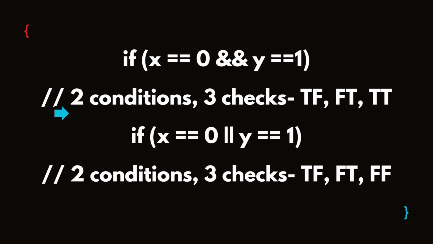If you're looking at an or statement, like the second example, then you need to make 3 checks where x is true and y is false, x is false and y is true, and both of them are false, which results in the entire condition being false.